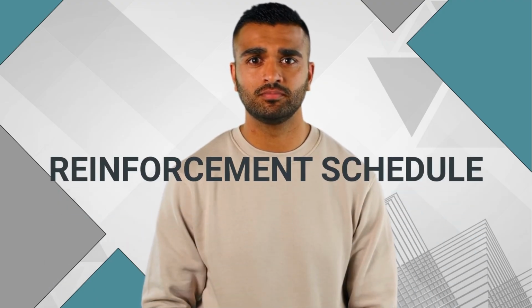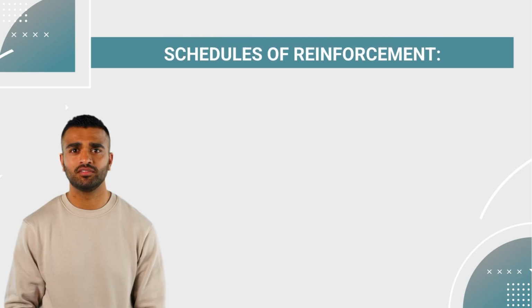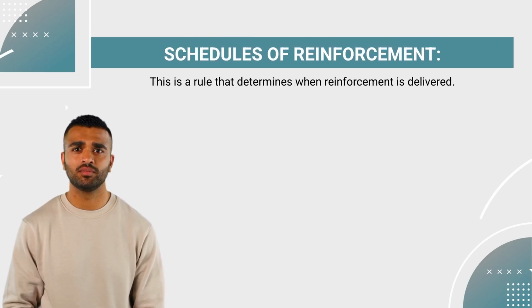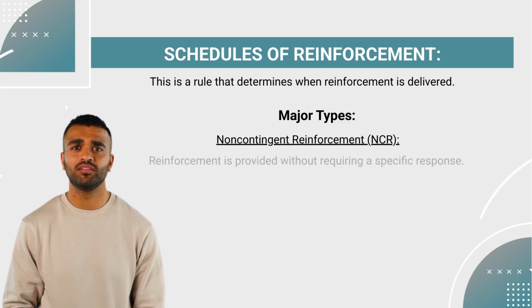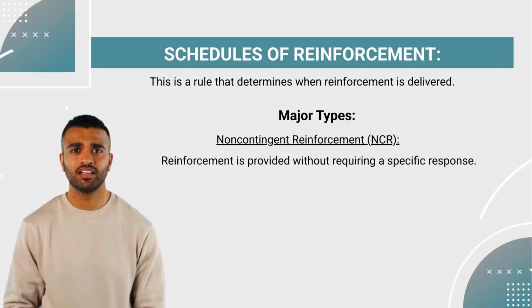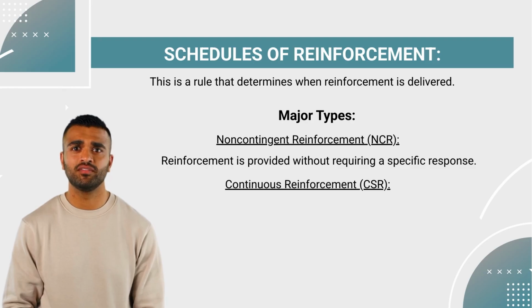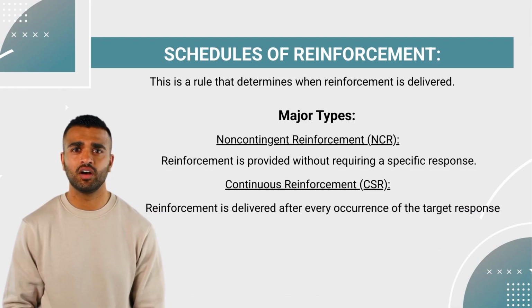In this slide, we're going to talk about reinforcement schedule. Schedules of reinforcement. This is a rule that describes when reinforcement is provided. There are major types of schedules of reinforcement: non-contingent reinforcement, or NCR, and continuous reinforcement, or CRF. Non-contingent reinforcement, or NCR, is when reinforcement is provided without the expectation that a certain response must occur to be provided reinforcement. Continuous reinforcement, or CRF, is when reinforcement is provided after each occurrence of the targeted response.